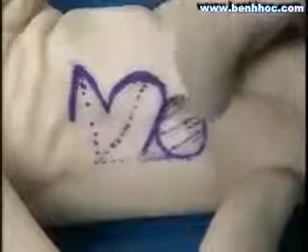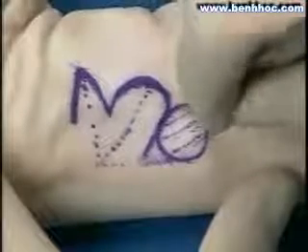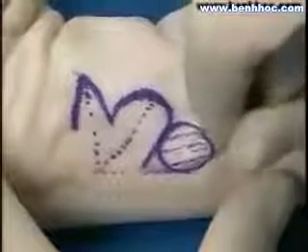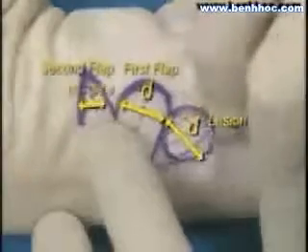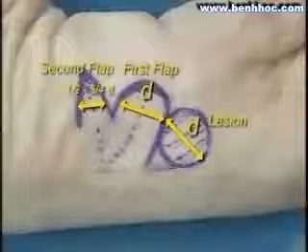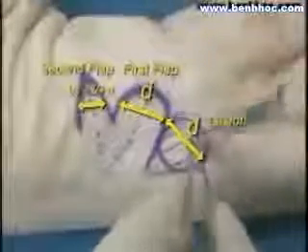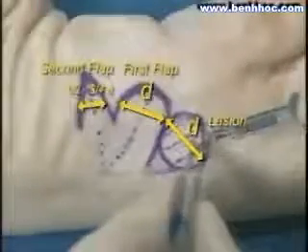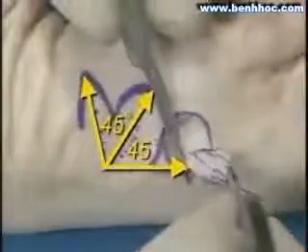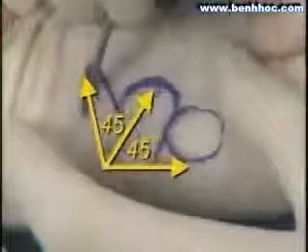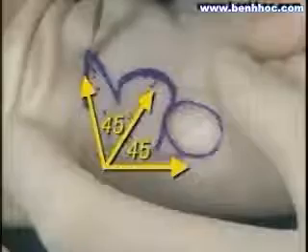Here we can see a circular lesion that's now being excised. We can see also the first flap is already marked, and that's approximately 3/4 to full diameter of the circular lesion to be removed. And you can also see the second flap, which is approximately 1/2 to 3/4 of the diameter of the lesion. And the angles are approximately 45 to 50 degrees along the long axis of the flap.